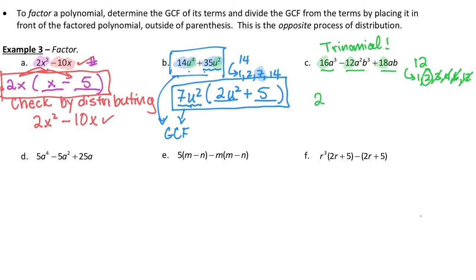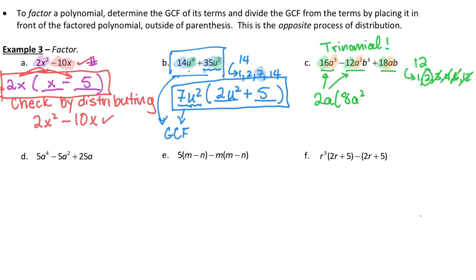Next, I want to look at my variables. So I've got a cubed, a squared, and a. Notice there's no b in the first term, so b will not be a factor. But my smallest is just a. So now, what times 2a would give me that 16a cubed? And it would be 8a squared.